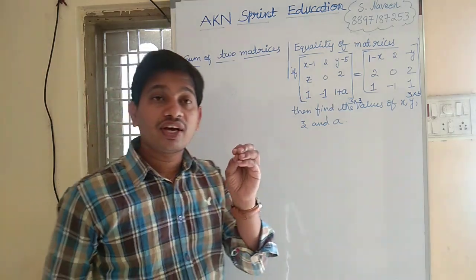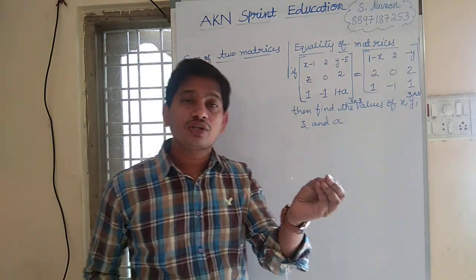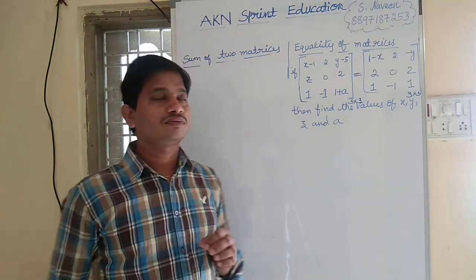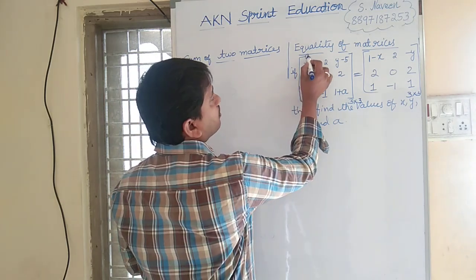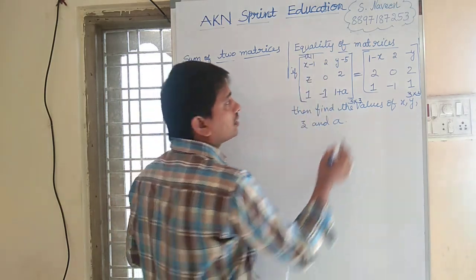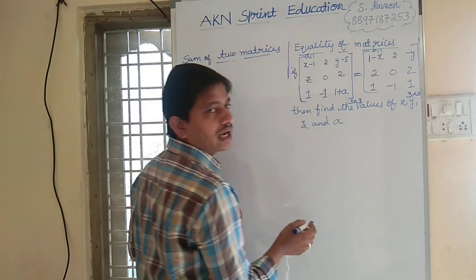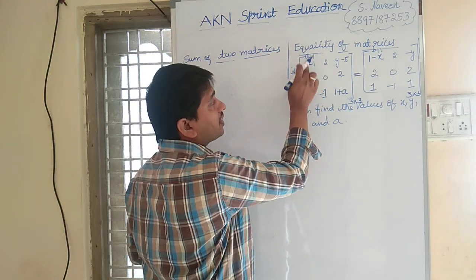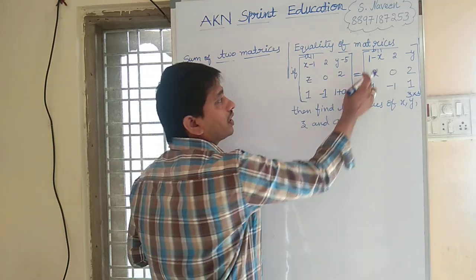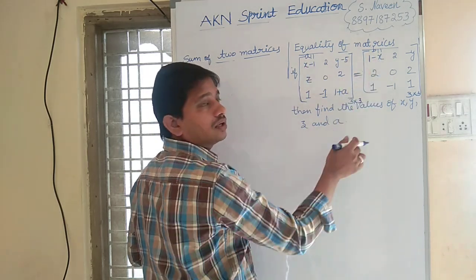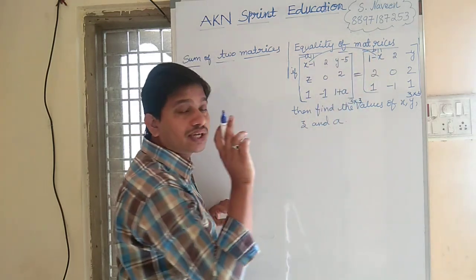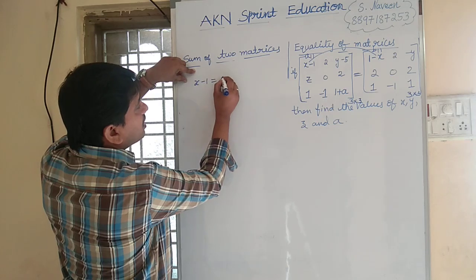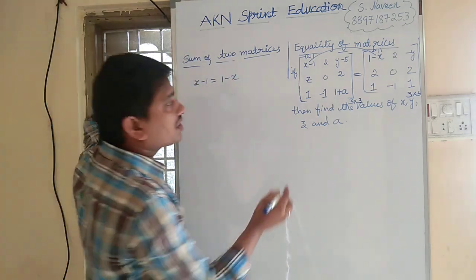So children, when we are equating matrices, we need to equate the corresponding elements only. So this is the corresponding element A11 and this is B11. I mean, x minus 1 is in the first row, first column. Here 1 minus x is in the first row, first column. So we need to equate the corresponding elements. The corresponding element of x minus 1 is 1 minus x, children. Are you understanding my point?